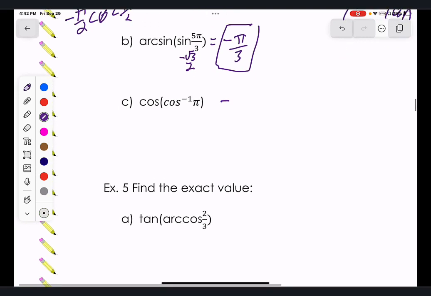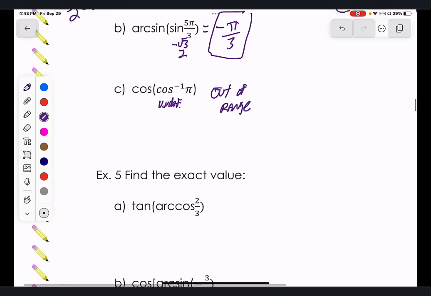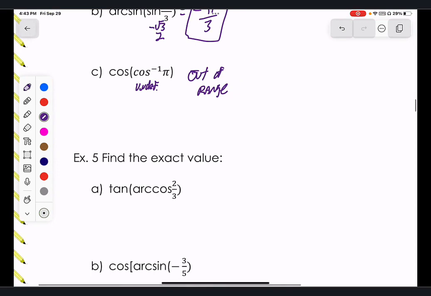For our next problem, we have the inverse cosine of pi. Now notice cosine can only be between negative 1 and 1, so it's kind of a trick question. So this whole thing is actually out of range. Either way you say it, the bottom line is that it doesn't work and you can't do it. So it's either undefined or out of range. Either of those will work.